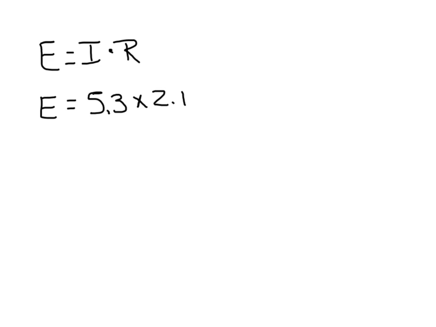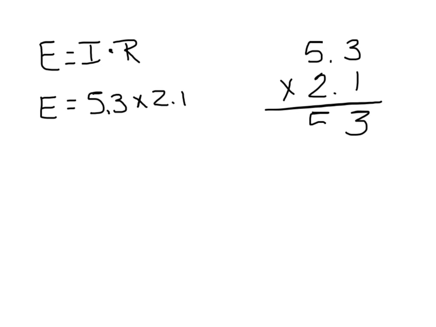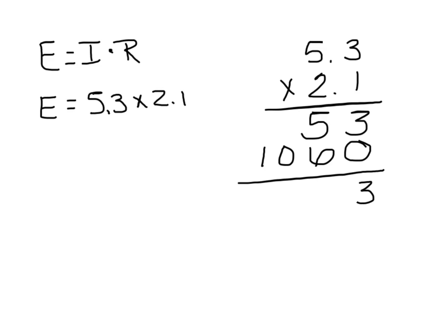And I'm going to just go on the side and work out my problem. 5.3 times 2.1. 3 times 1 is 3. 5 times 1 is 5. Put a 0 down to hold my place. 2 times 3 is 6. And 2 times 5 is 10. I'm going to add those products and then place my decimal 2 places. This circuit requires 11.13 volts. Please proceed to the next slide to finish the problem.